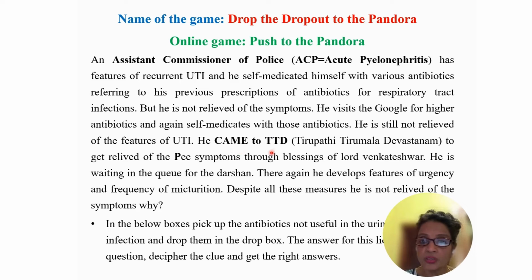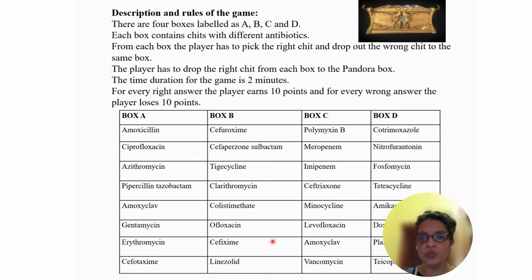What are those antibiotics? So the clue lies in these block letters or capital letters that I have represented here. This is: came to TTD for P symptoms. So these are the antibiotics which cannot be used in urinary tract infection. Let us see. Now what I'll do is I'll give you a host of antibiotics. They're distributed into 4 boxes: A, B, C and D. So these are the antibiotics. I've given you the host, but I've already given you the clue. What can be given, what cannot be given.